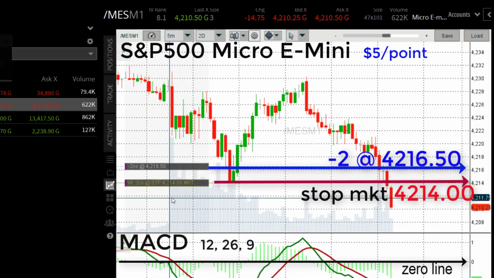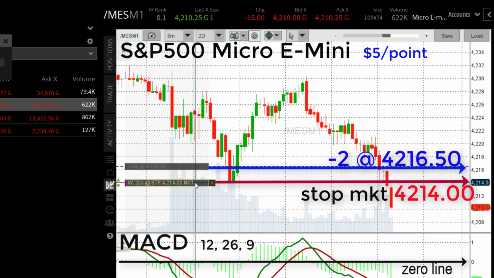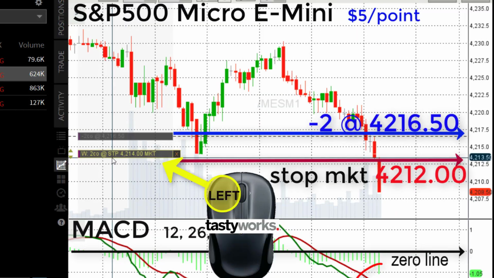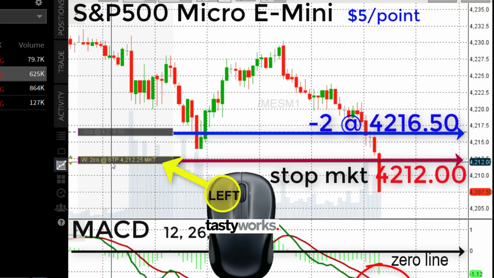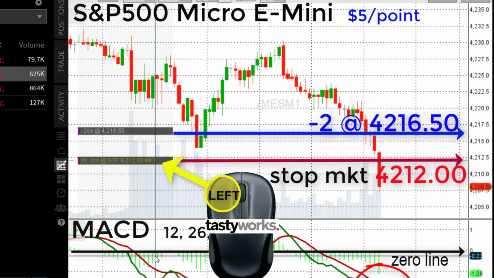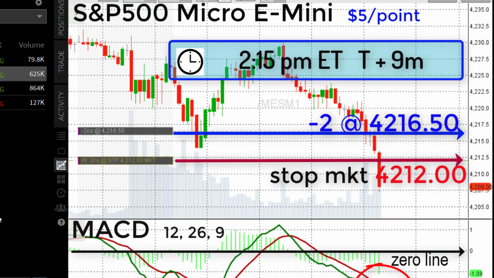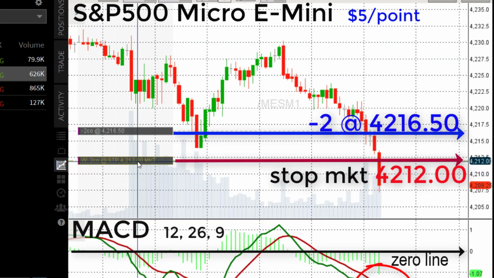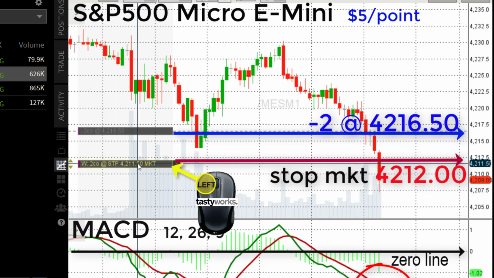So I do that left click thing with the Tastyworks mouse, and my stop's down at 42.14 now. So that means I've locked in a minimum $25 profit, and it's still going down. We're down at 42.07 now, and so I moved that stop down to 42.12. And so now we have $45 locked in, 4.5 points between 42.16.50 and 42.12.